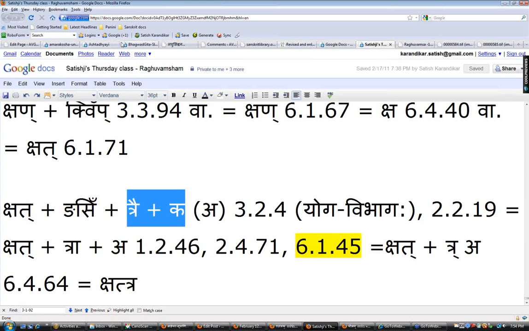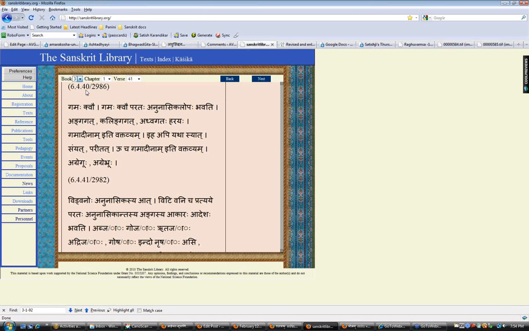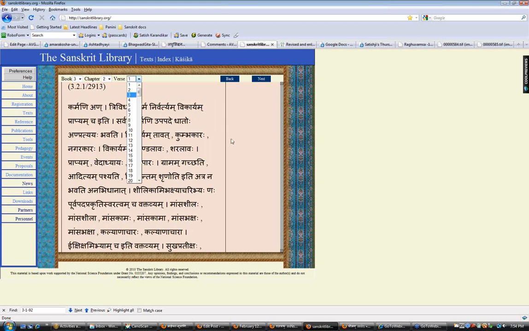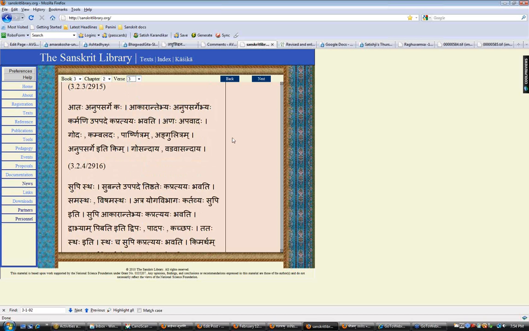So let's see, can we use this 323? Unfortunately not. What it says is atanupasarge kaha, that is, atah anupasarge kaha. If a dhatu is akaranta and doesn't have an upasarga, then karmani upapade. That's the problem now: the upapada should be karmani upapade.